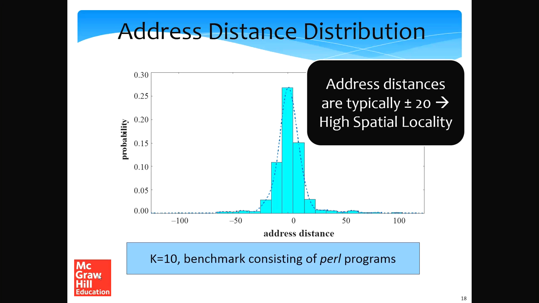So address distances are typically plus minus 20, plus minus 25. And this tells us that if we access some data in the memory, we'll very likely access some other data where the addresses are very close by. And this is essentially high spatial locality.